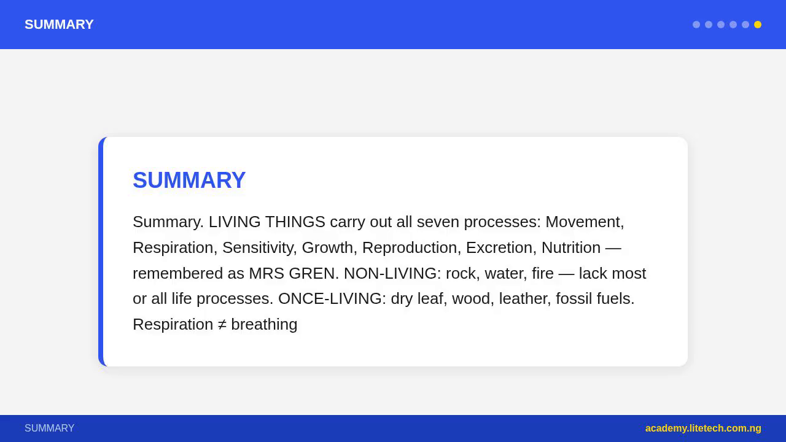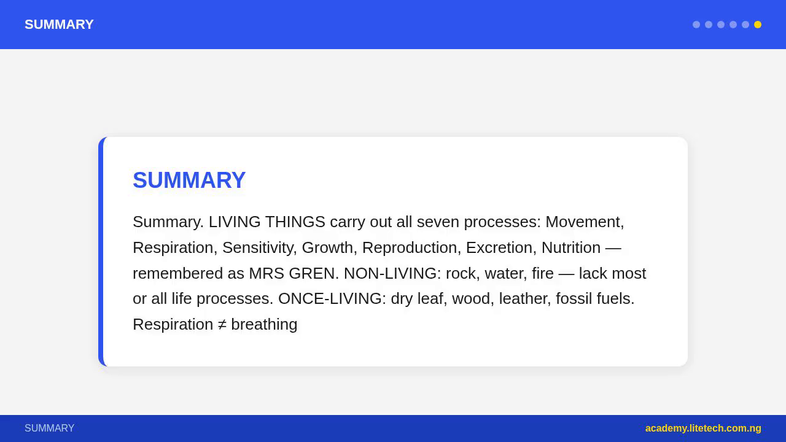Summary. Living things carry out all 7 processes: movement, respiration, sensitivity, growth, reproduction, excretion, nutrition. Non-living things, rock, water, fire, lack most or all life processes. Once living: dry leaf, wood, leather, fossil fuels. Respiration is not equal to breathing; respiration is in every cell. Excretion is not equal to egestion. Excretion removes metabolic waste; egestion removes undigested food. Viruses are not classified as living.